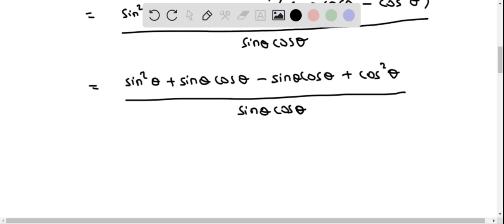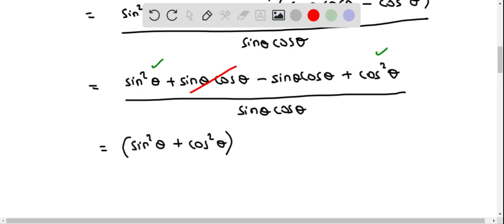Now I'm going to use the Pythagorean identity, that is I combine these two terms. So I write down as it is, which gives sin square theta plus cos squared theta. We also see that we have these two terms getting cancelled because this is positive sin theta cos theta and this is negative sin theta cos theta. So these two terms get cancelled, and finally we are left with only these two terms, that is sin square theta plus cos square theta, and this is all over sin theta cos theta.